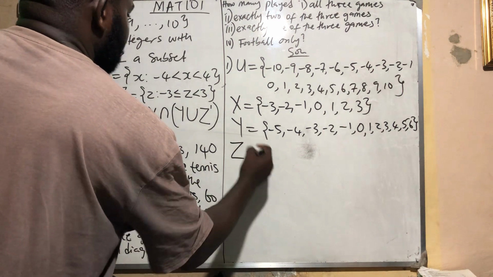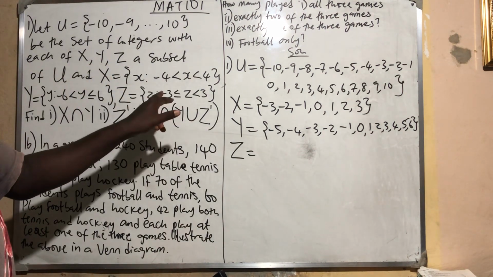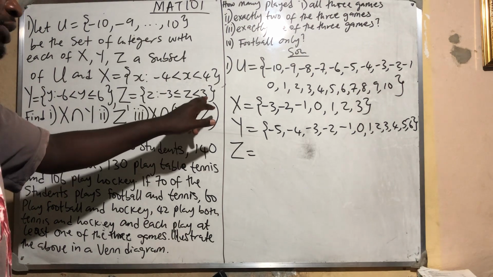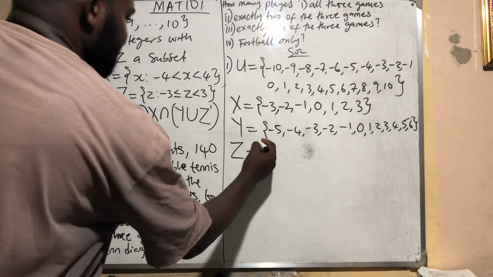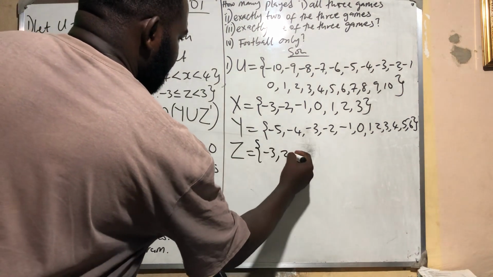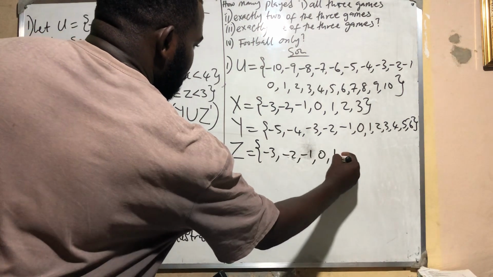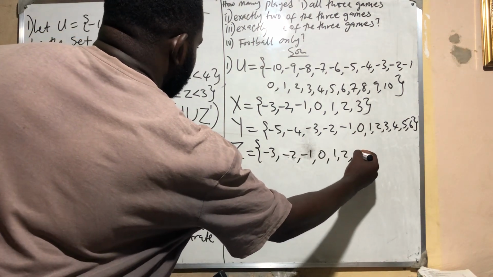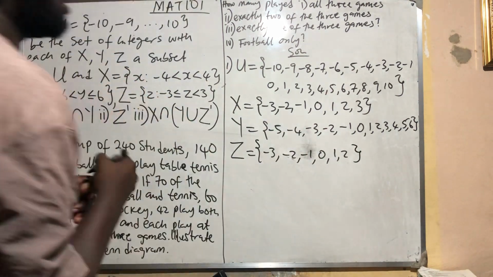Then for z, z said minus 3 is less than or equal to, so it started from minus 3, but it cannot end in 3. It will end before 3, which is what? 2. So my z will now be minus 3, minus 2, minus 1, 0, 1, and 2. Am I ending in 3? No, because there is no equal to. So it's ending here.